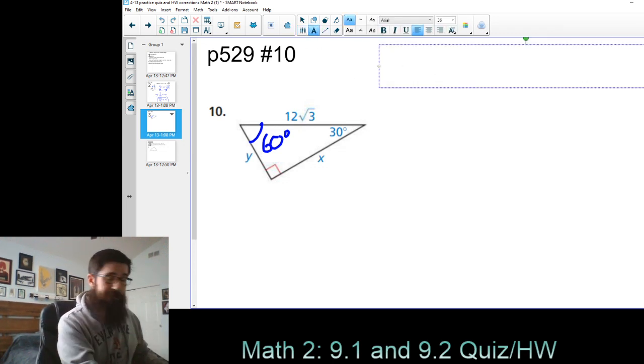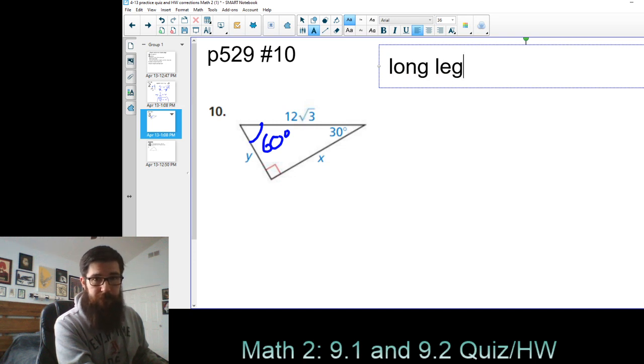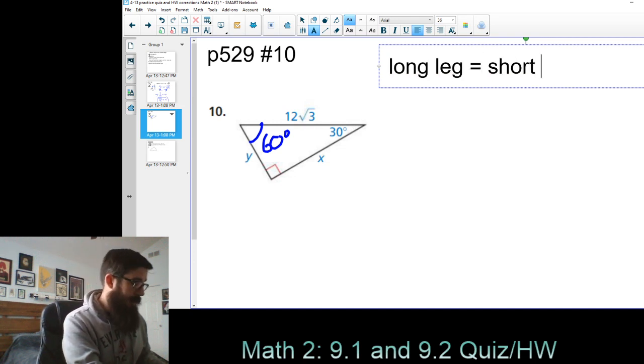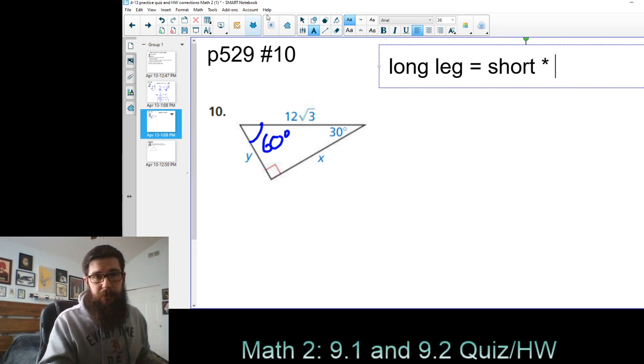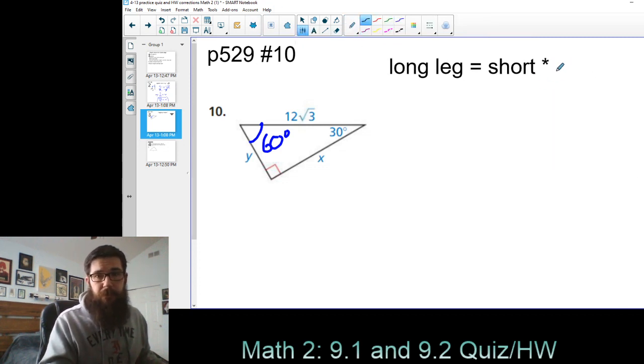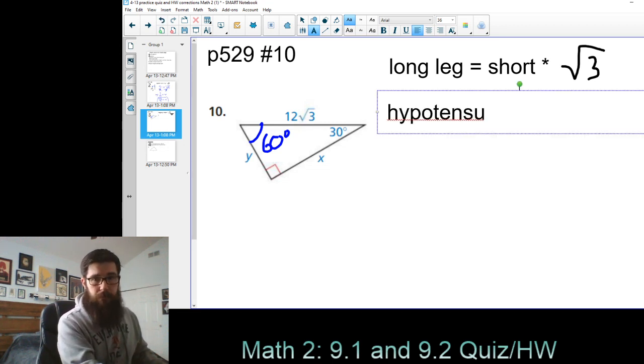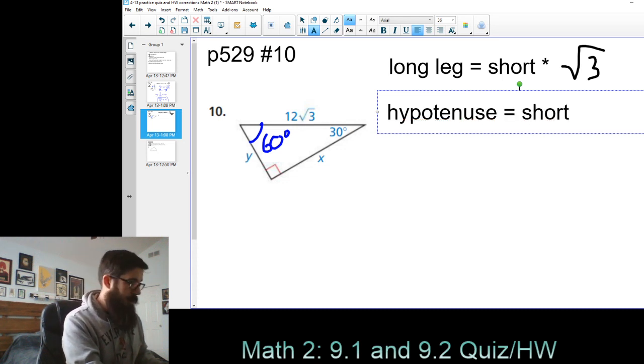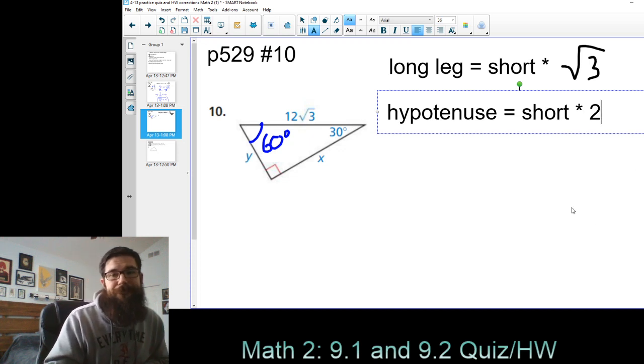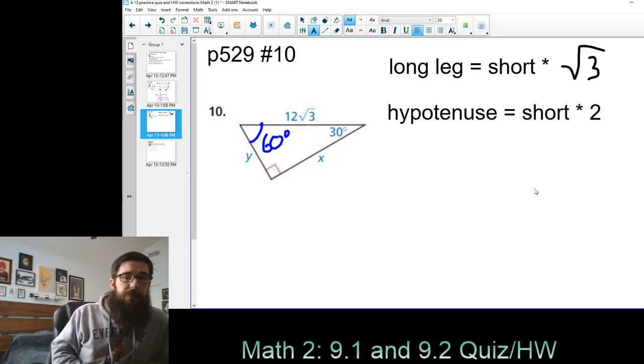2 equations we have. Let me phrase it this way. Your long leg is equal to the short times, I gotta write this one out as well, the square root of 3. What's your hypotenuse going to equal? Is equal to your short times 2. You need both of those equations.